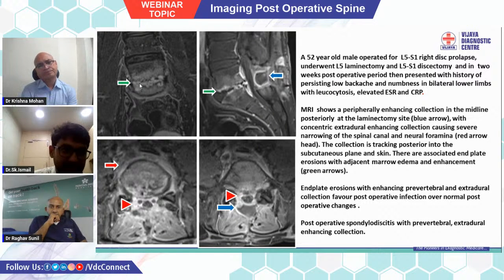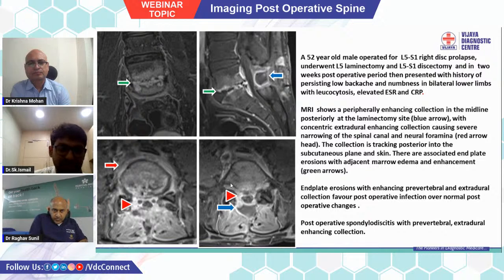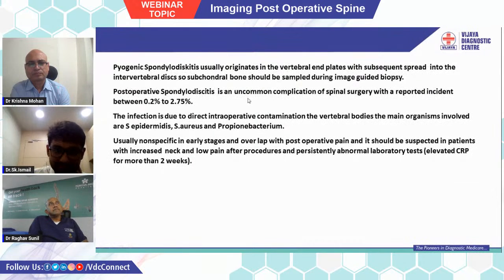There are end plate erosions with end plate enhancement and a thick wall enhancing posterior collection that is extending up to the spine, soft tissues, with associated enhancing prevertebral and epidural soft tissue. This is highly characteristic for spondylodiscitis. As I've mentioned before, MRI helps in many cases, even though it is a very rare complication, because the incidence is between 0.2 to 2.75%.